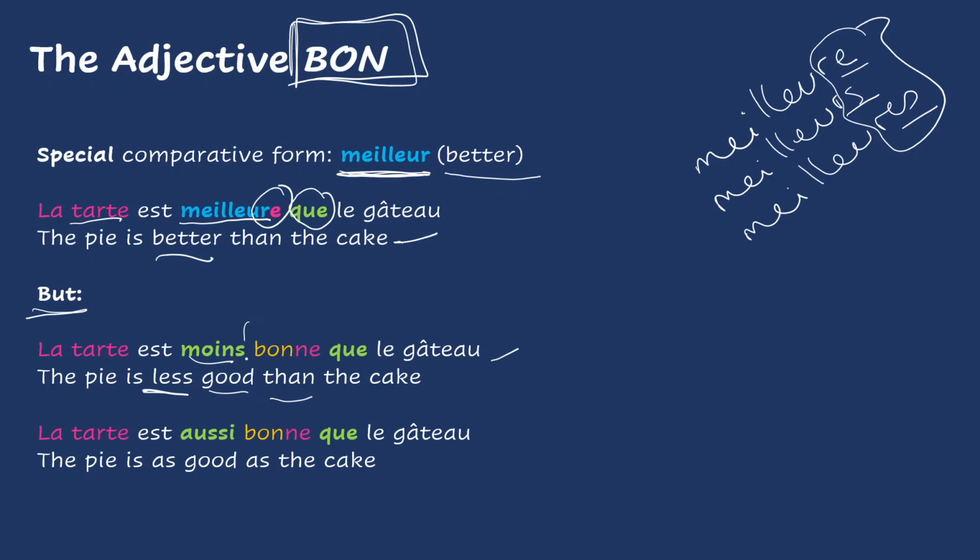Moins in front of bon, bonne here, and que behind. So we are going to use bonne here. We're adding this because it's a feminine noun. La tarte est moins bonne que le gâteau. If you want to say as good as, you are going to say la tarte est aussi bonne que le gâteau.